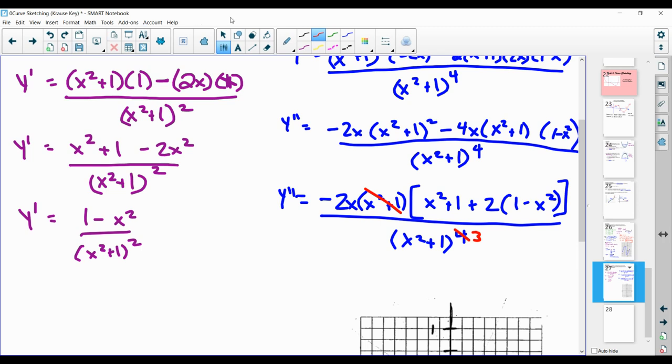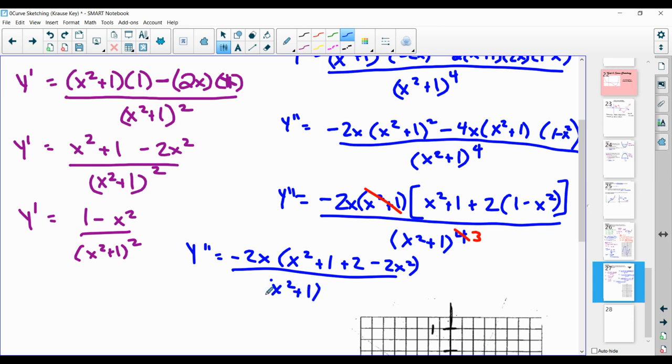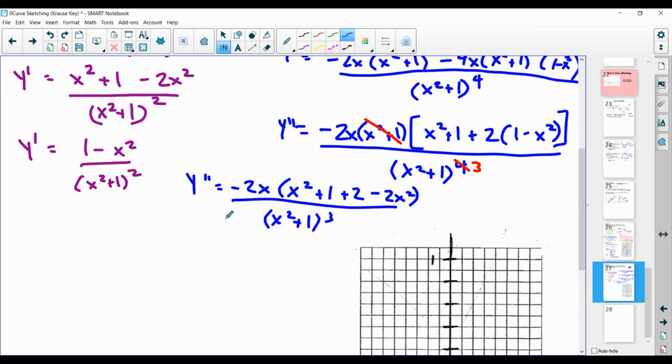In this case, factoring out that negative 2x probably didn't make a big difference. So I'm going to continue to simplify here. So I've got negative 2x. In the brackets, I've got x squared plus 1 plus 2 minus 2x squared. And then x squared plus 1 all cubed. We'll keep simplifying.